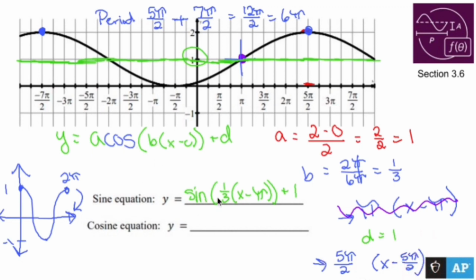These guys stay exactly the same, except for this guy, and now I'm calling it cos. So y equals the amplitude of 1, so invisible 1, cosine. My frequency didn't change because my period didn't change. x minus 5 pi over 2, that's the only thing that did change. My midline didn't change, so it's still plus 1. Then there you have it, sine and cosine functions. You can't spell functions without fun, and that's what this was.